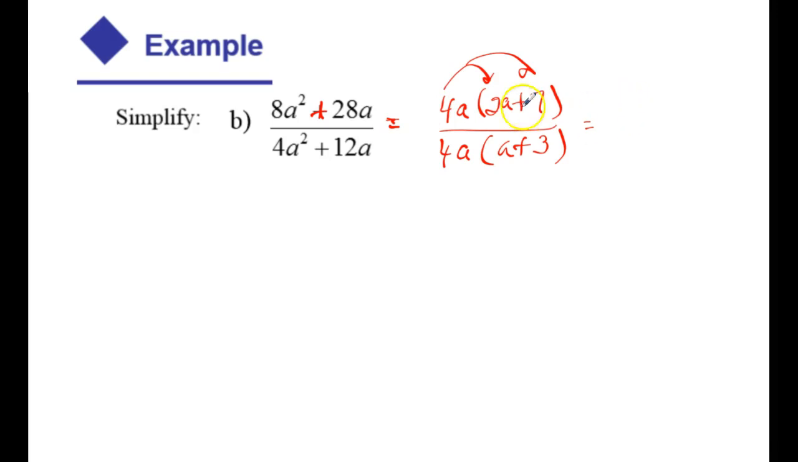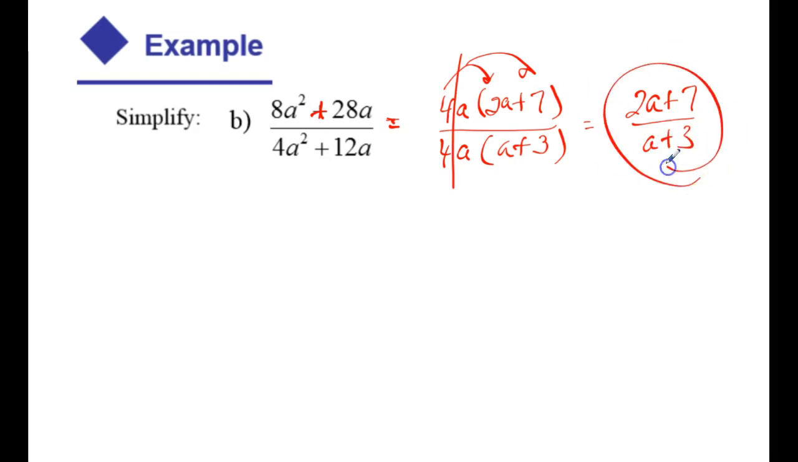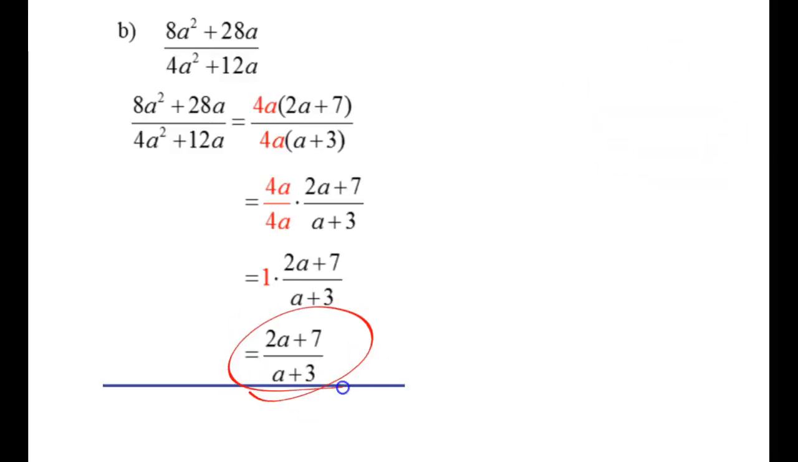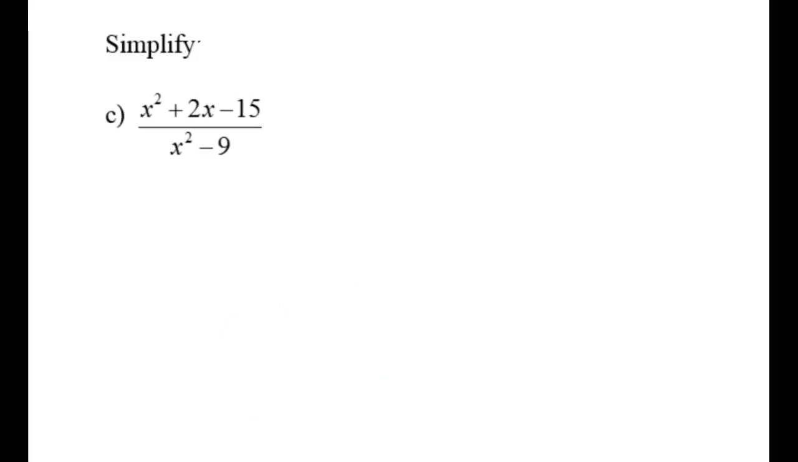All of those 4a's cancel, and I'm left with the answer of 2a plus 7 over a plus 3. Again, the author works that out a little bit differently, but same result. Remember, we cannot cancel x squareds here, so that's the temptation, but we do cancel factors.